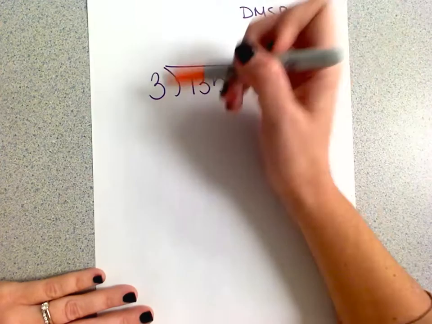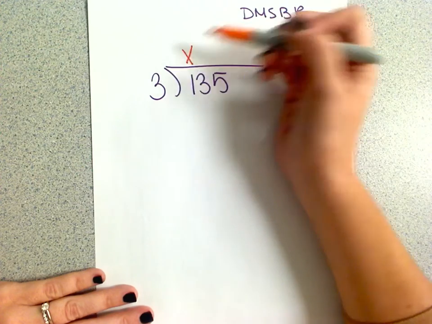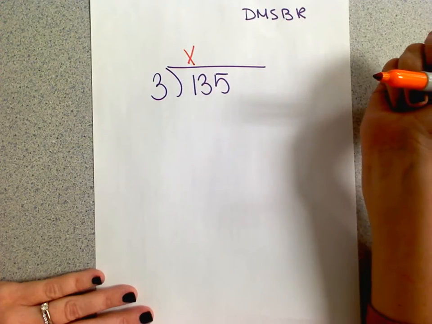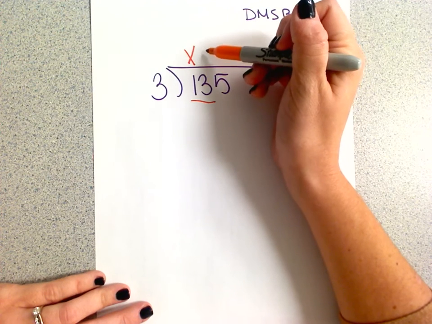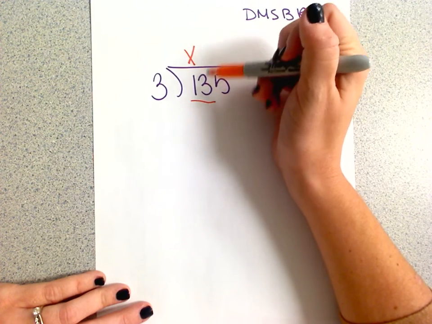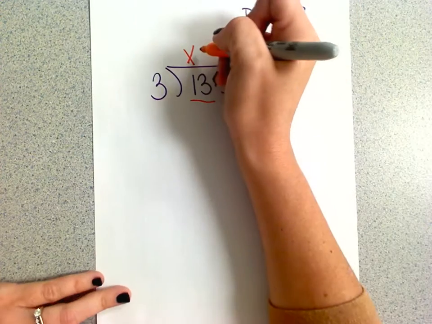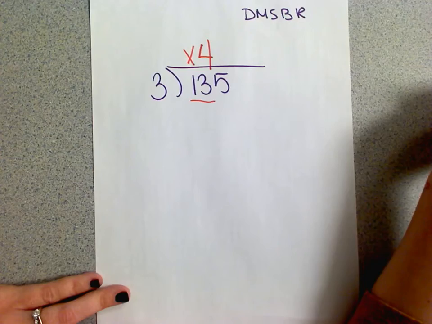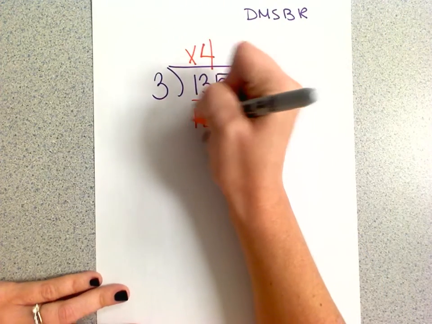Because 3 cannot go into 1, we are not going to put our first digit over the 1. That is a big no-no. We have to put our first digit over the 3 in 13 because that's where we can divide into. 3 goes into 13 4 times. 4 times 3 is 12.